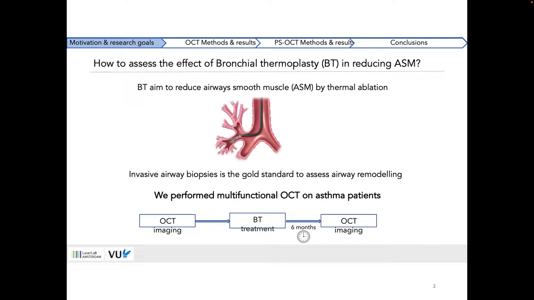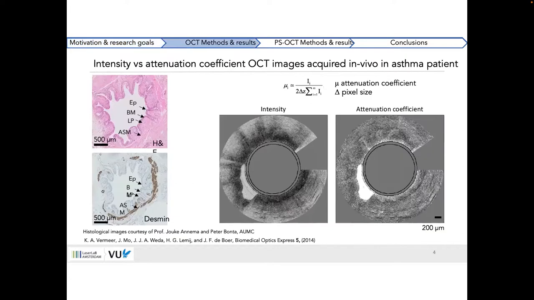So we do OCT imaging, we do the treatment, six months later we repeat the imaging on the same patients. Actually, we only managed to do that with one patient, where we could do before and after, and then three more after-only patients.